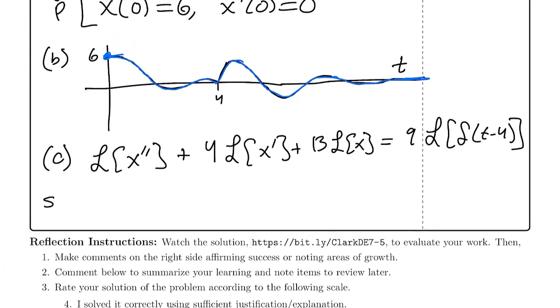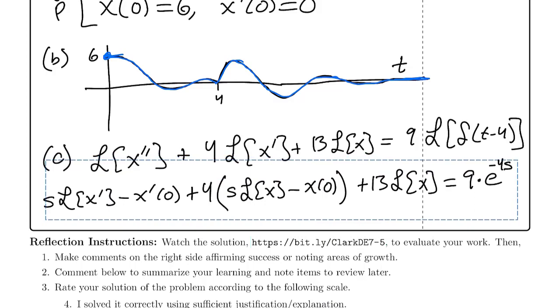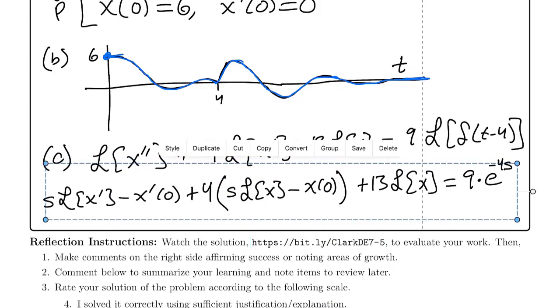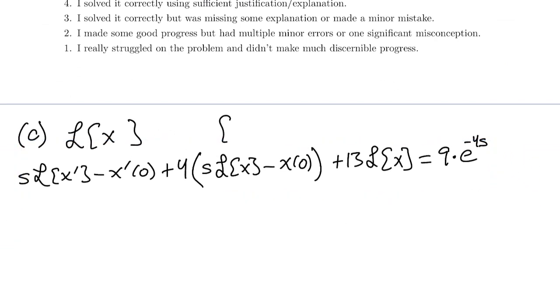So this becomes s L of x prime minus x prime of 0, plus 4 parentheses s L of x minus x of 0, plus 13 L of x. And that's 9 times e to the minus 4s. We ran out of room, so let's copy this equation here and start it on a new page.